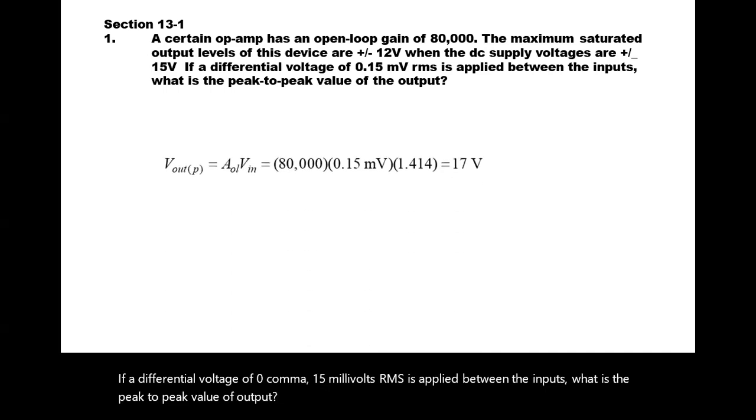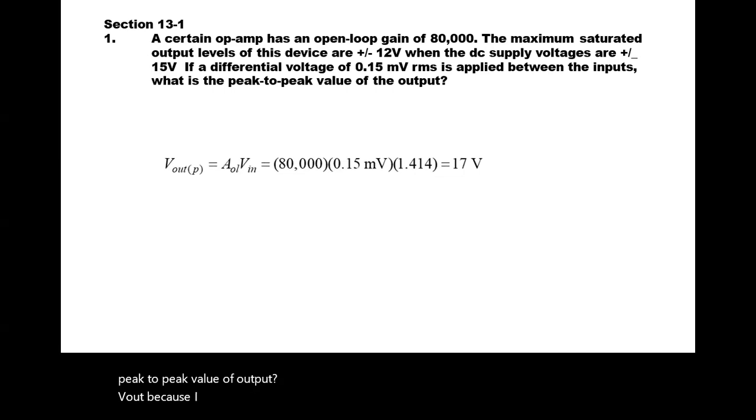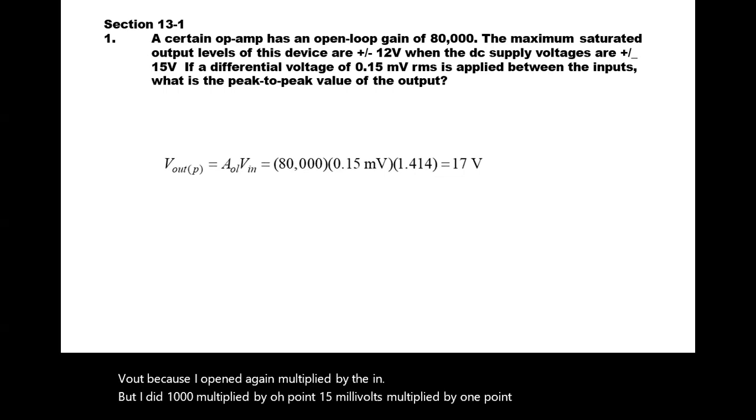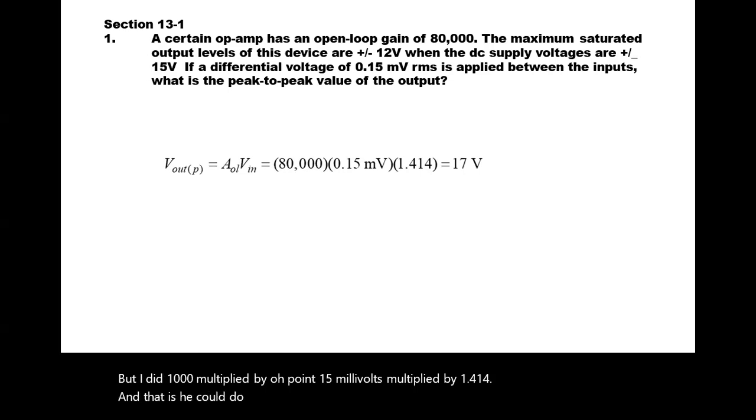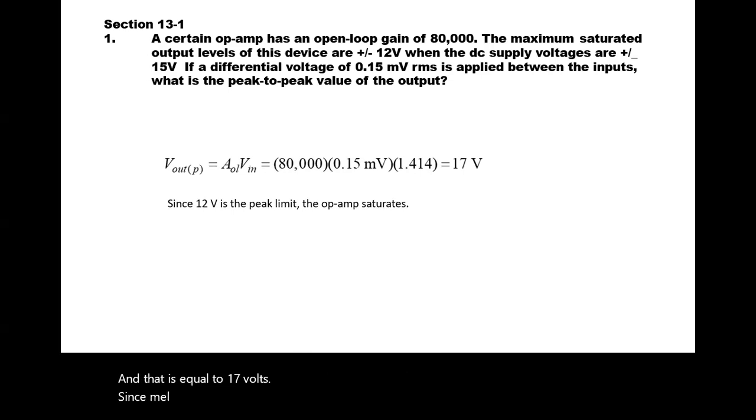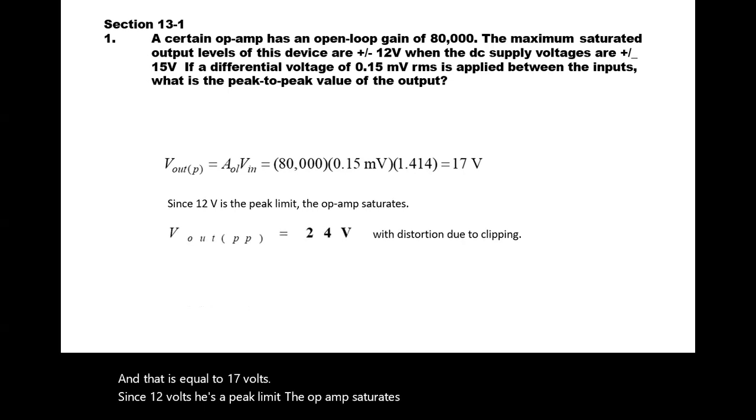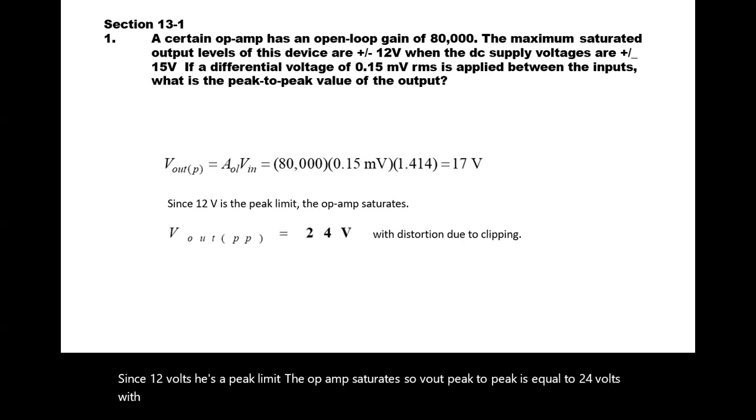The output peak is A open loop gain multiplied by V in. That's 80,000 multiplied by 0.15 millivolts multiplied by 1.414, and that is equal to 17 volts. Since 12 volts is the peak limit, the op-amp saturates. So V out peak to peak is equal to 24 volts with distortion due to clipping.